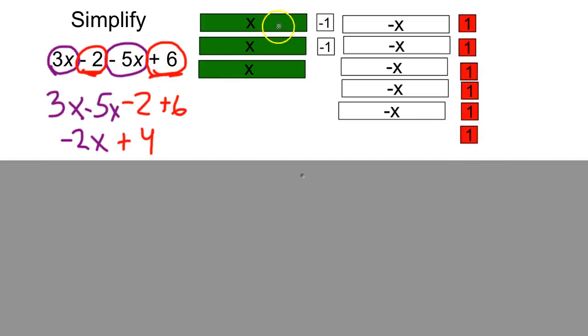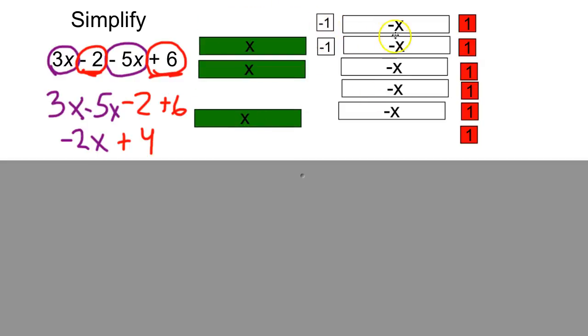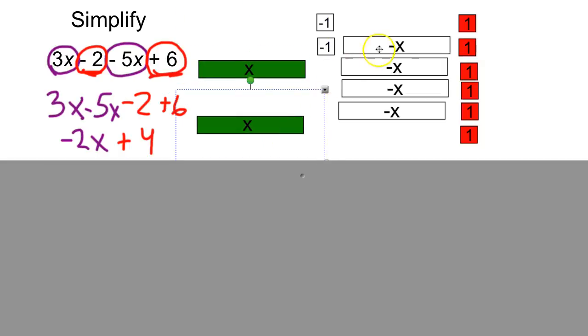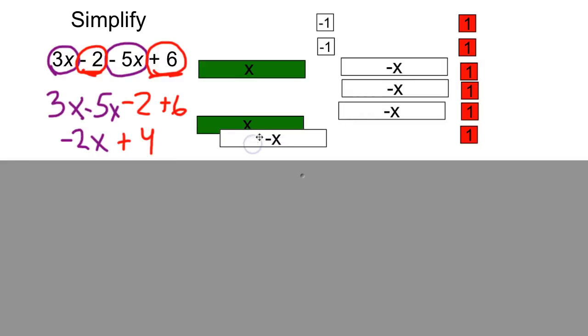Now I need to combine them. So I look for ones that can cancel each other out. So if I have this x and a negative x, well, x minus x, that equals 0. So I can really just get rid of those. They cancel out. I'll take this x and this minus x. Those equal 0, so I can just delete those.